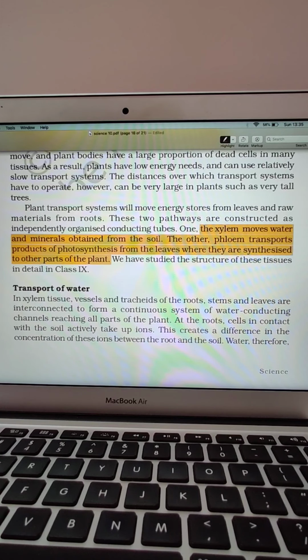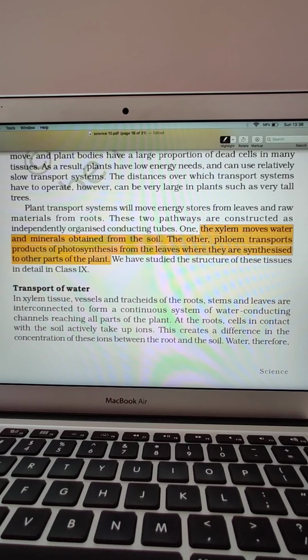The xylem vessels and the tracheids of root, stem and leaves are all interconnected to facilitate a continuous transport system, so that continuous conduction of water can occur in all parts of the plant.